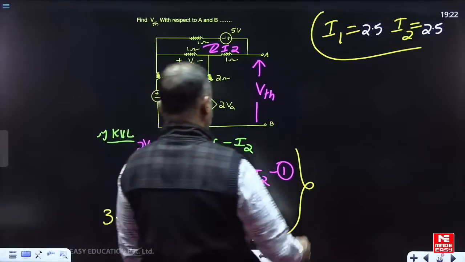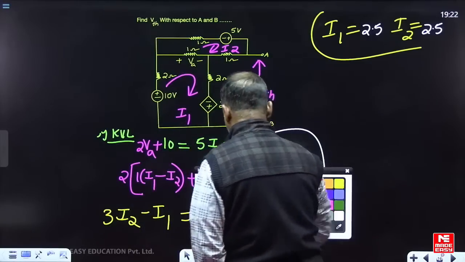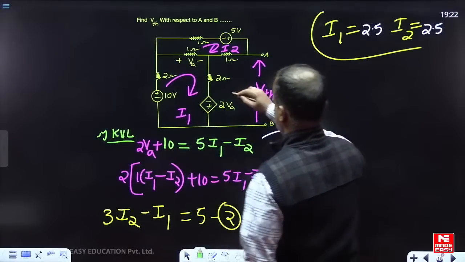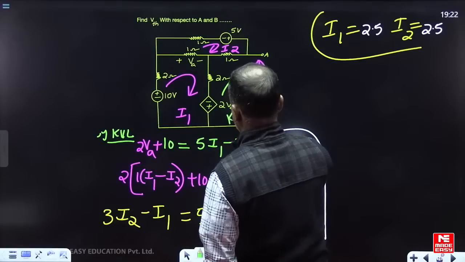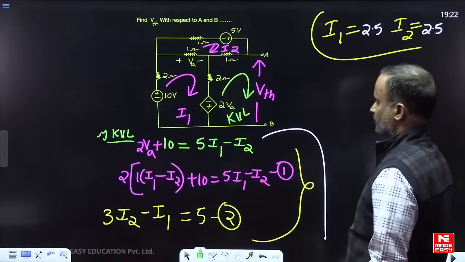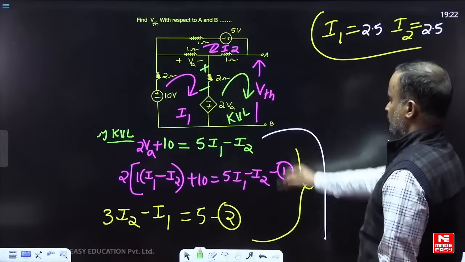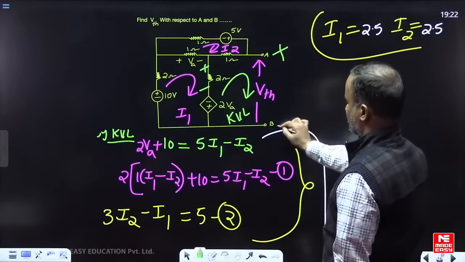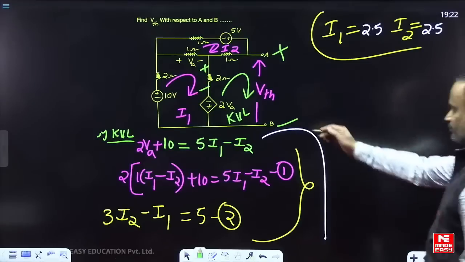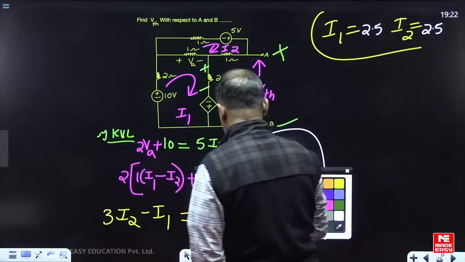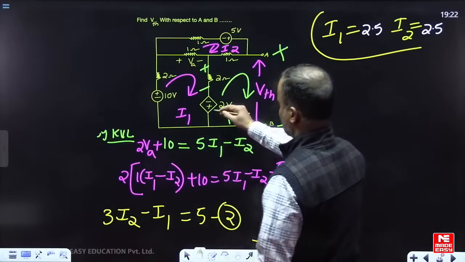Okay. See, now you know I1 and I2. Now our next requirement is VTH. For VTH, we can write the KVL equation on this side. In this example, wherever the current is entering, that is positive, the other one is negative. For VTH, the first letter gets the positive sign and the other one the negative sign. Then we can write the KVL equation.